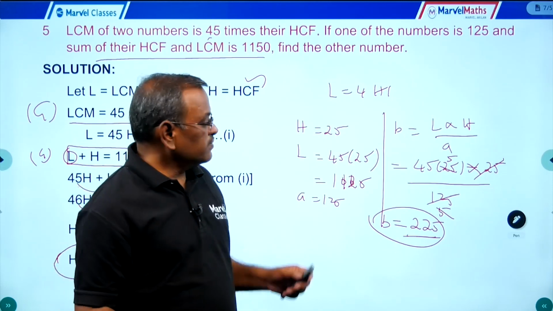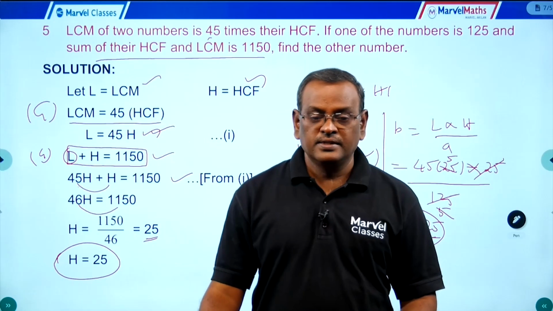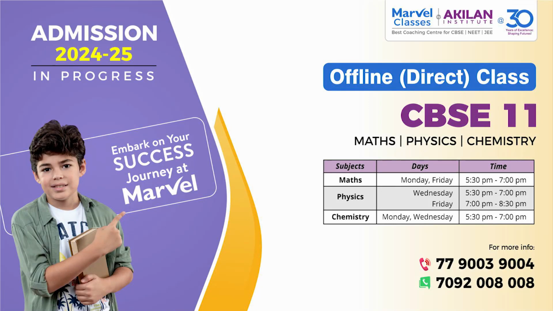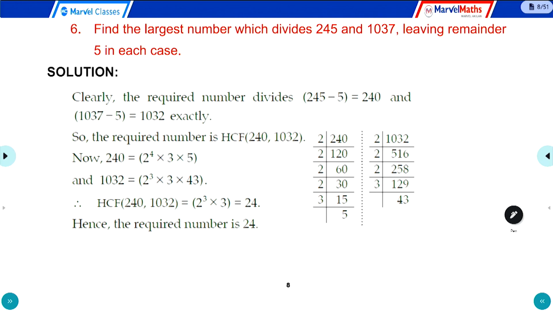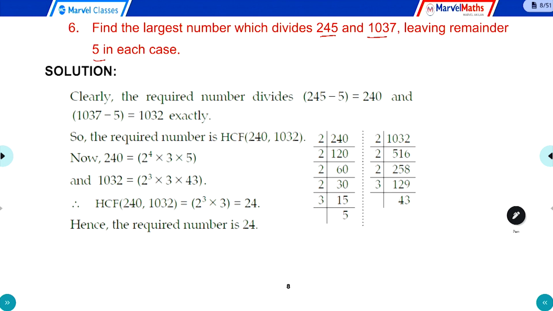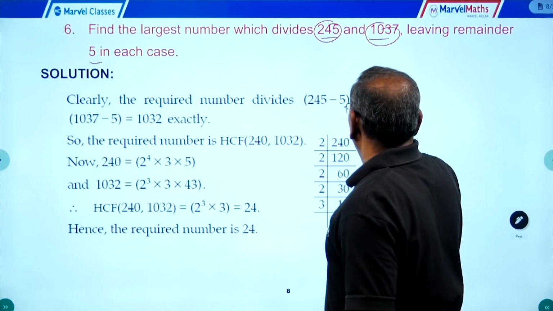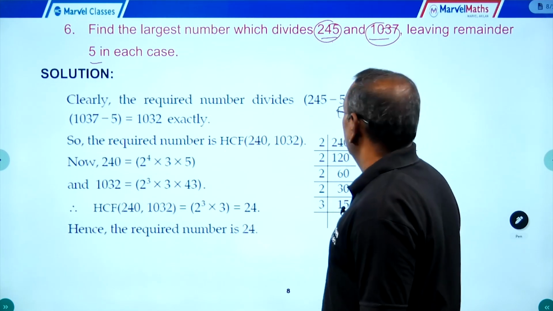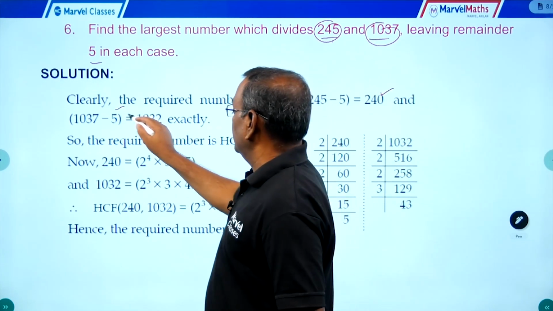So this is one of the very tough questions from HCF and LCM. Next question. Find the largest number which divides 245 and 1037, leaving the remainder 5 in each case. Which means you have to subtract 5 from these two numbers. Therefore the numbers are 245 minus 5, 240, and 1037 minus 5, 1032.